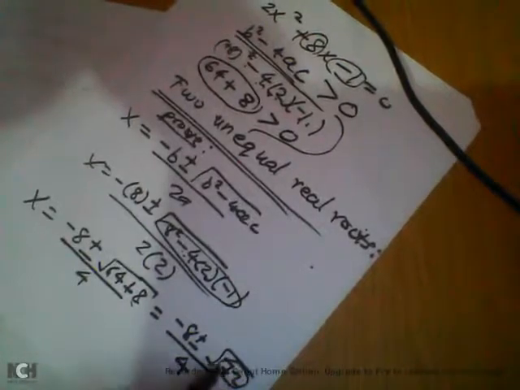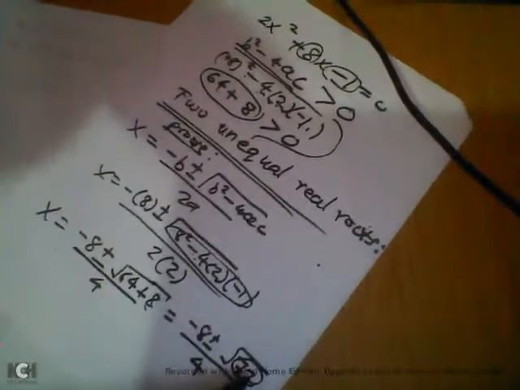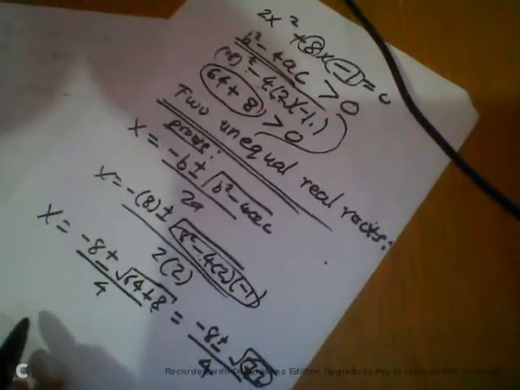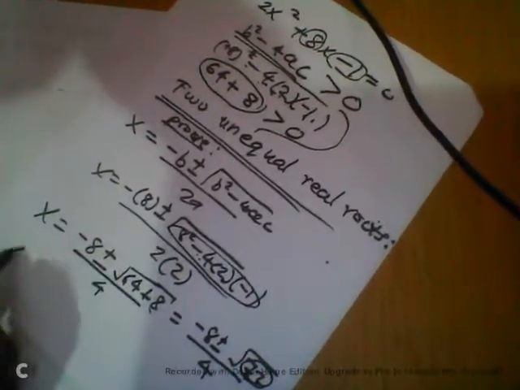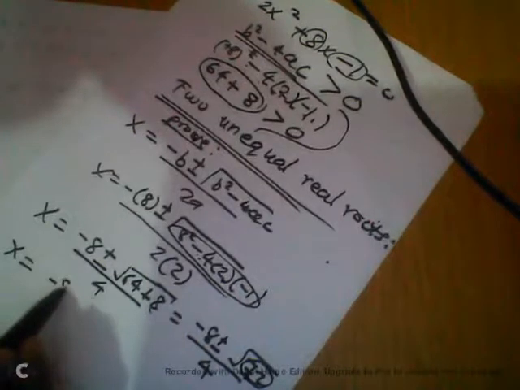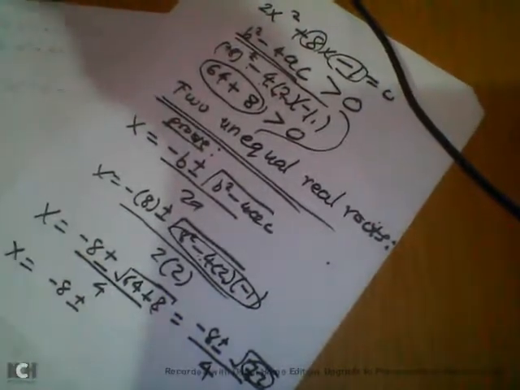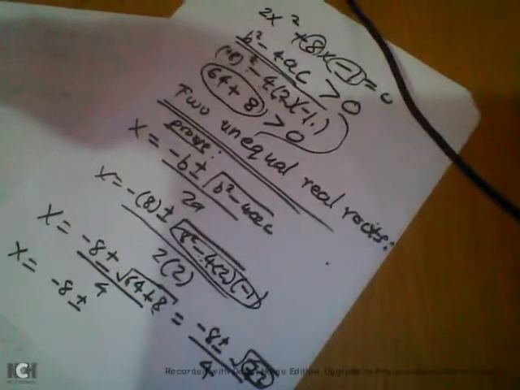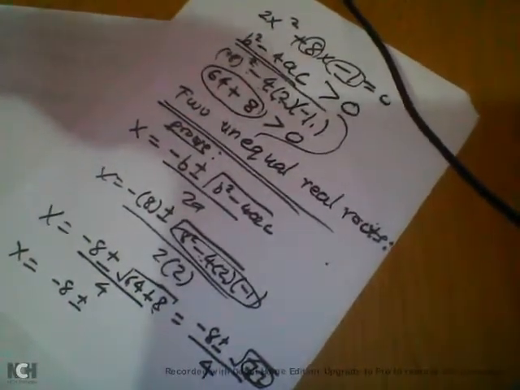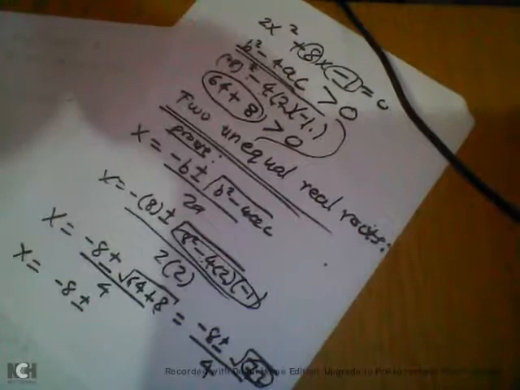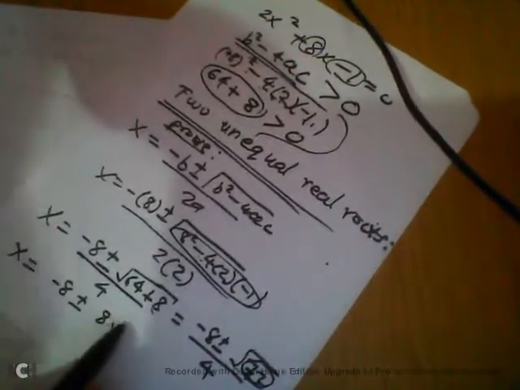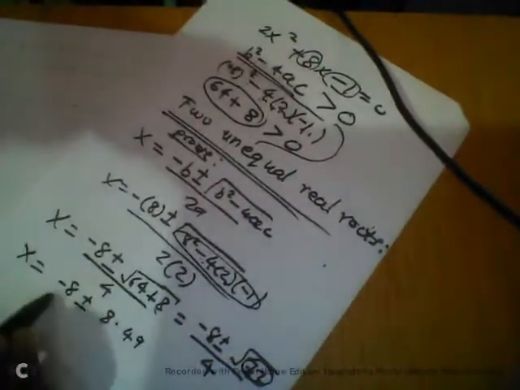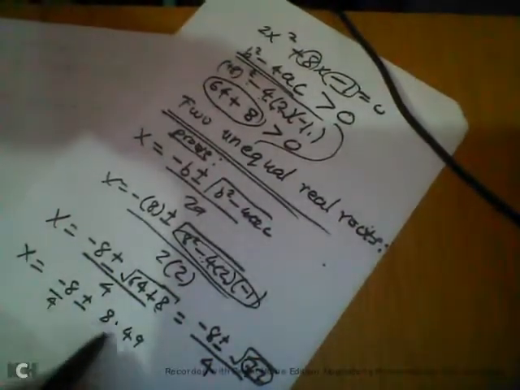So you see all this number is b squared minus 4ac, and it's greater than 0 there. So we want to see what's going to happen to the roots. So x equal to negative 8 plus or minus the square root of 72, which is somewhere around 8.5, so about 8.49 if you approximate. So divide by 4, divide by 4.